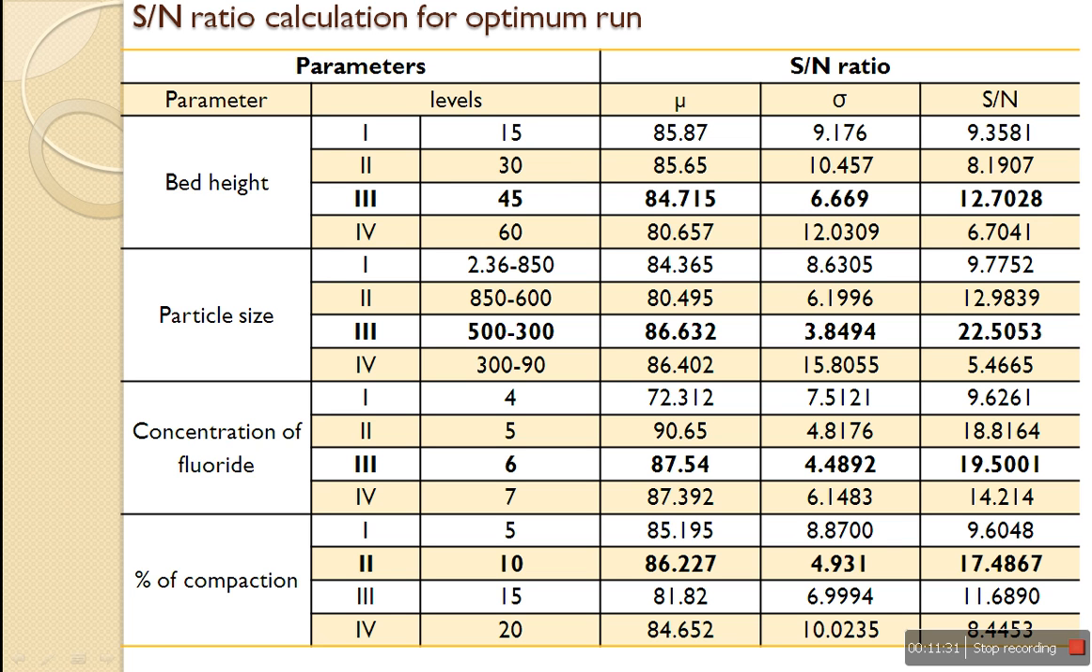Signal to noise ratio for the parameter bed height for 4 levels, signal to noise ratio for the parameter particle size for the 4 levels, signal to noise ratio for the concentration of fluoride for the 4 levels, and signal to noise ratio for the percentage of compaction for the 4 levels. In each parameter, each level has a maximum signal to noise ratio.